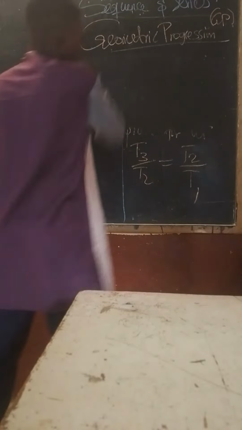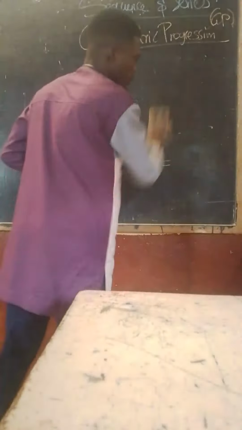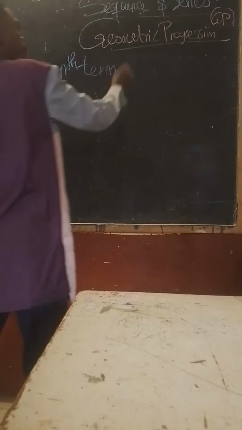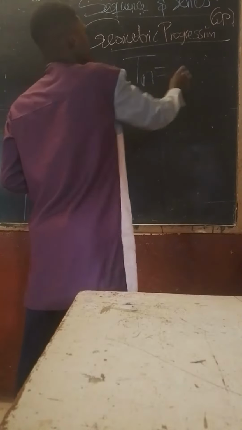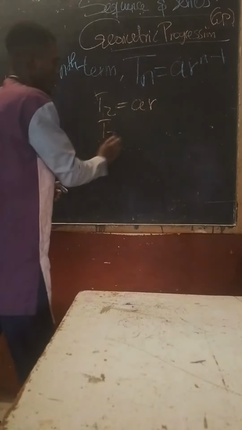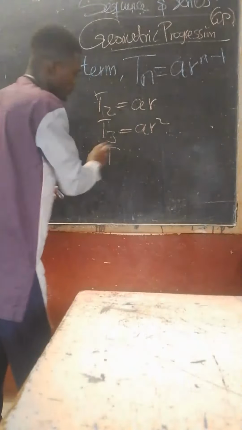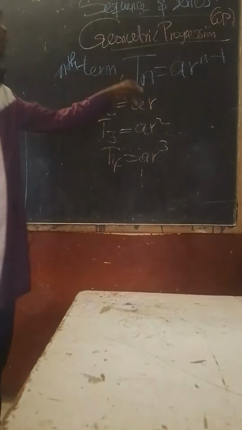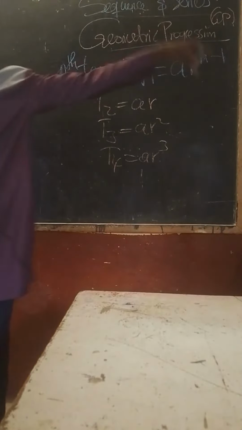Now, the nth term of a GP. Tn is AR to the n minus 1. What does it mean? T2 is AR, T3 is AR squared, T4 is AR cubed, and so on. That is why Tn is AR to the n minus 1.